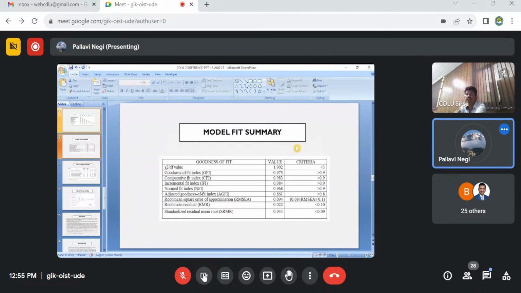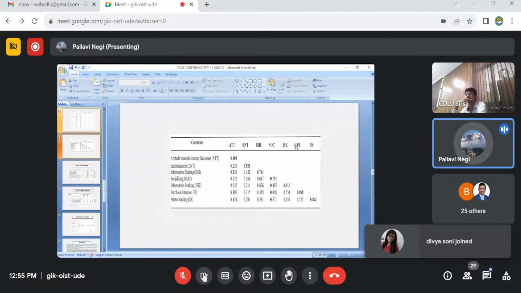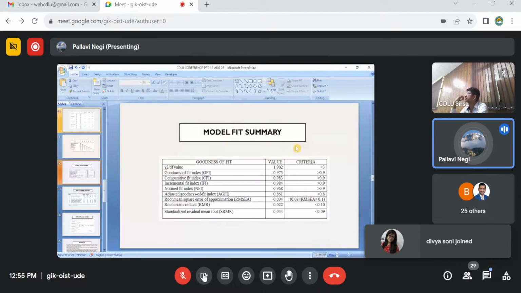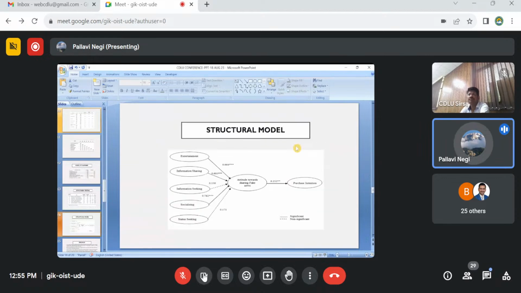Sure, sir. So after calculating convergent and discriminant validity, I did the model fit. The model fit summary is also given, as we can see on the screen, to calculate the goodness of fit. Then hypothesis testing with all the path analysis. This is the structural model.